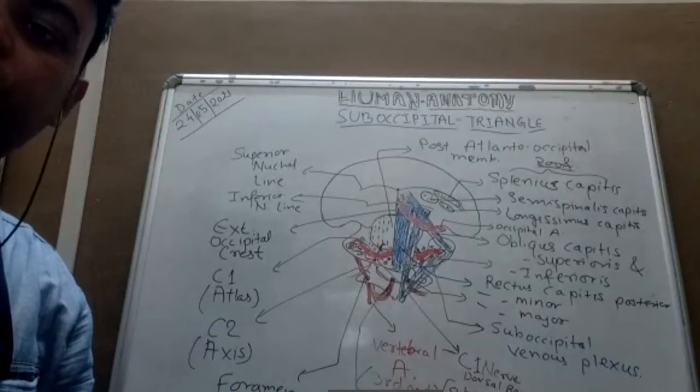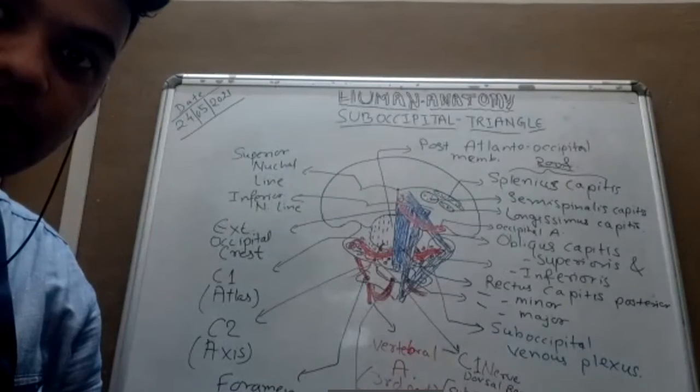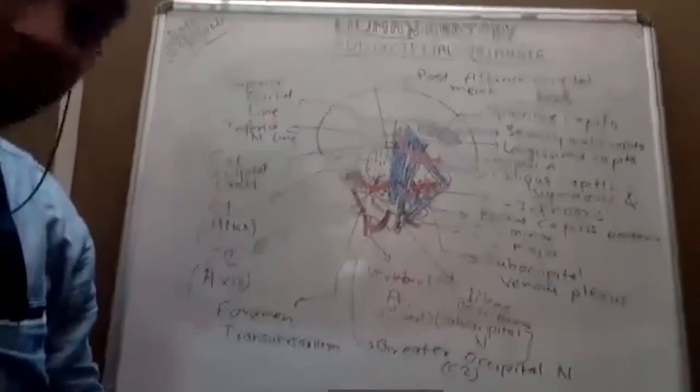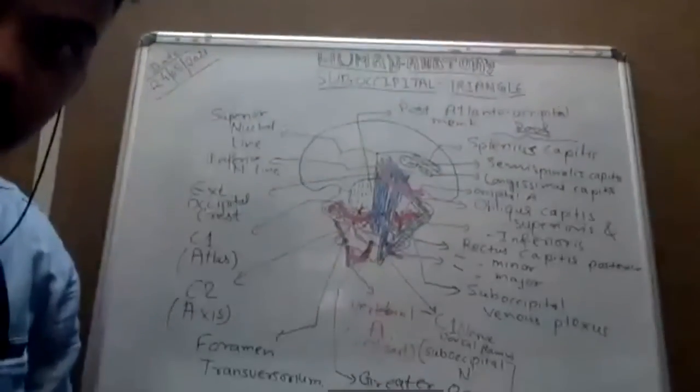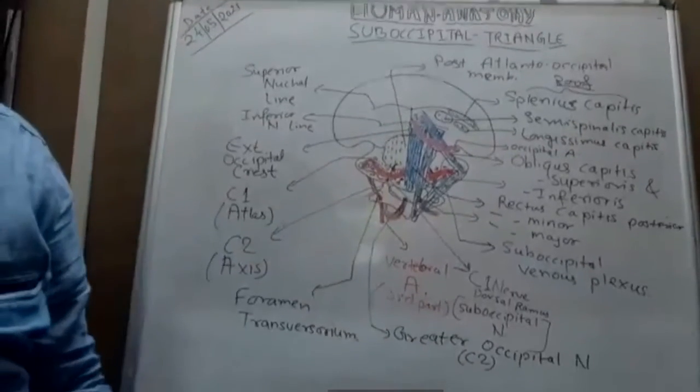Okay, so any doubt here till now? If any structure has been labeled, did you see all the structures, how all these are there?